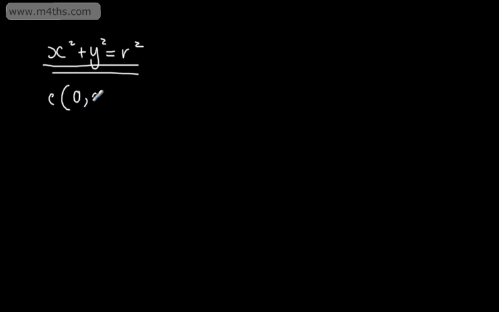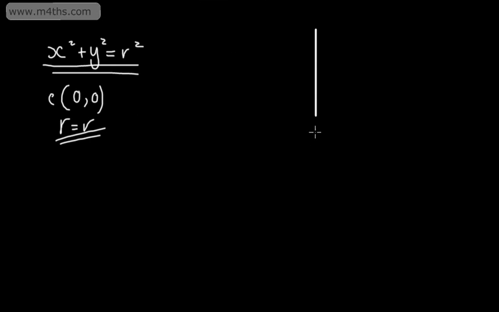In this video, we're going to look at the equation of a circle. We're going to start off with the form x squared plus y squared is equal to r squared. This is the equation of a circle with a centre 0, 0, or the origin, and a radius of r units. Let's look at an example of this.